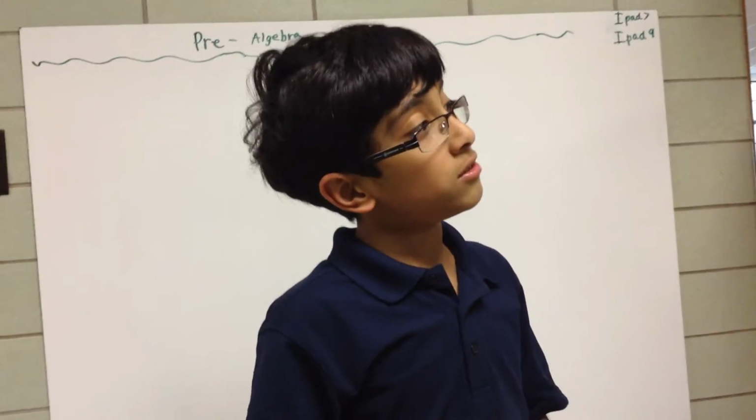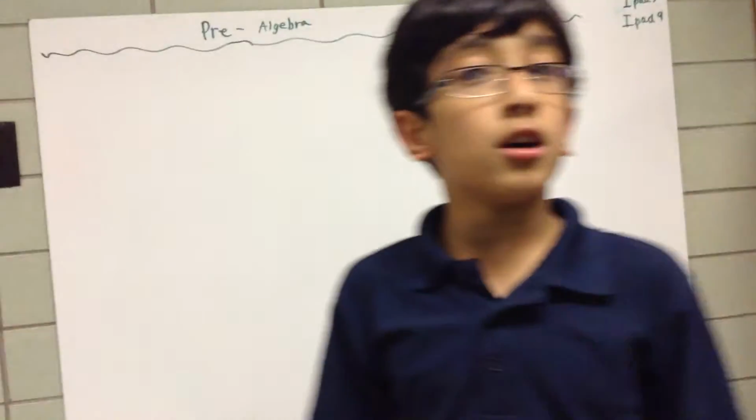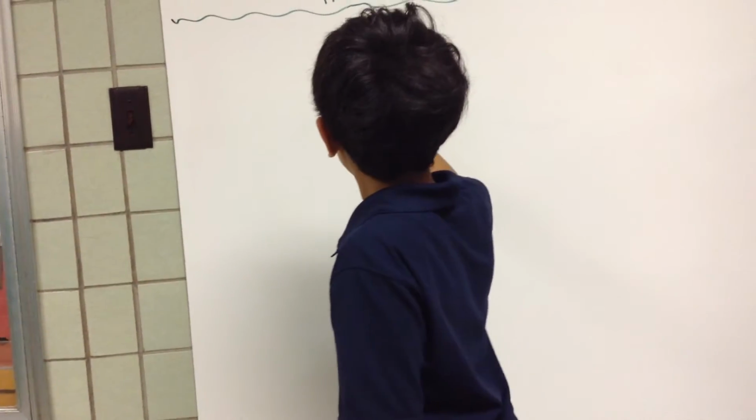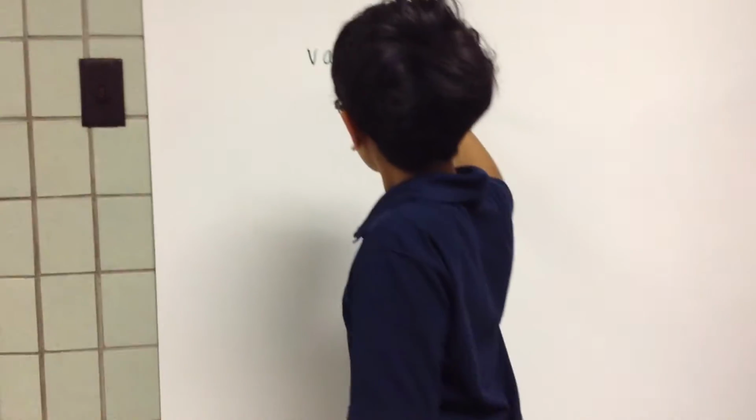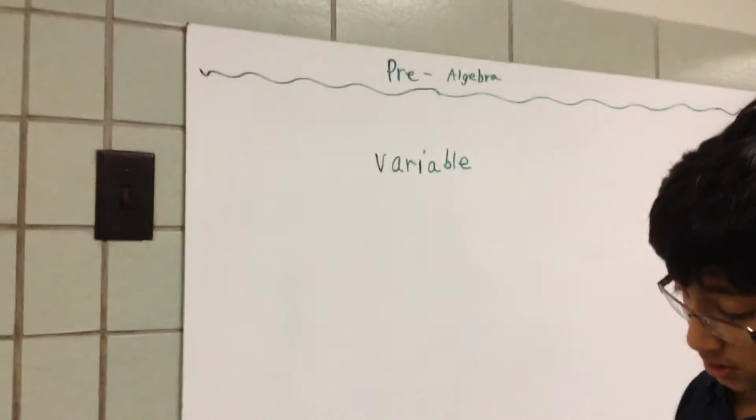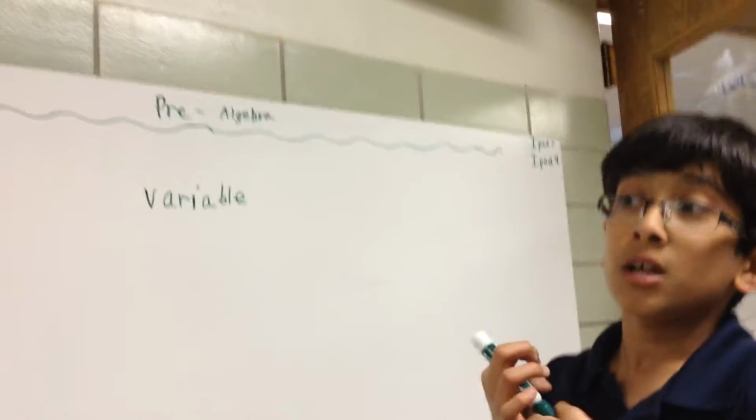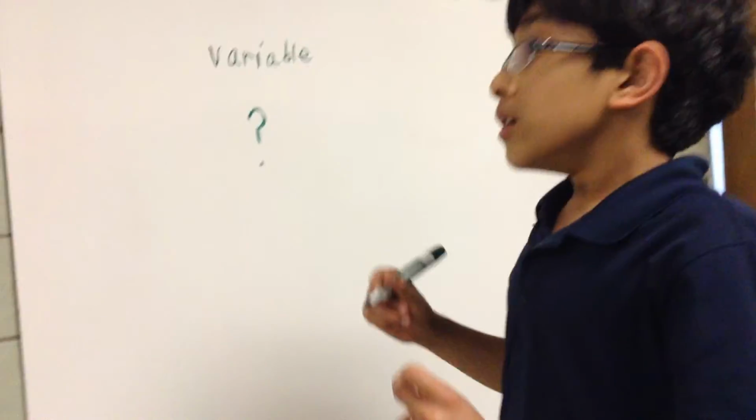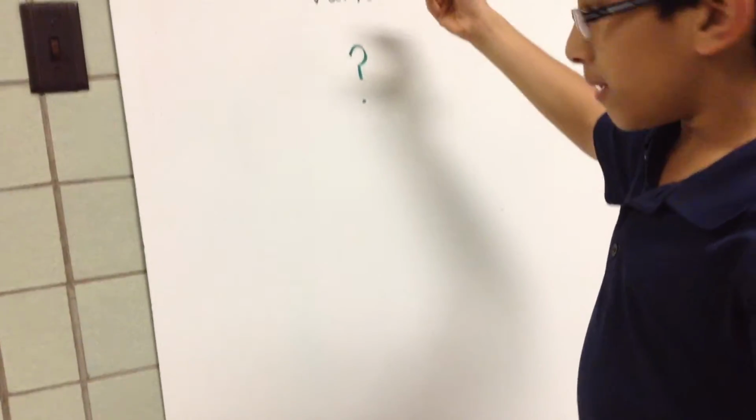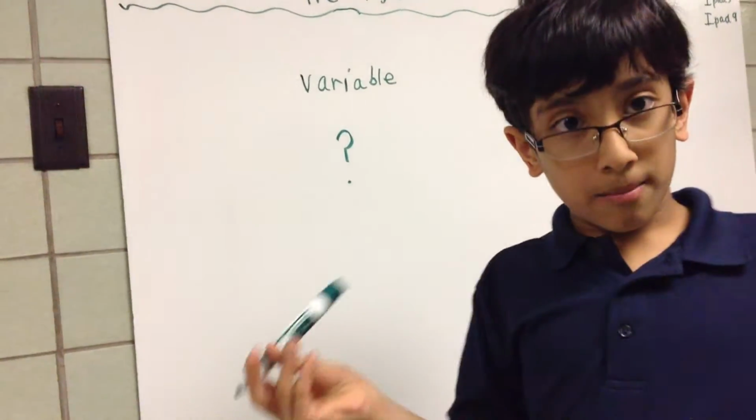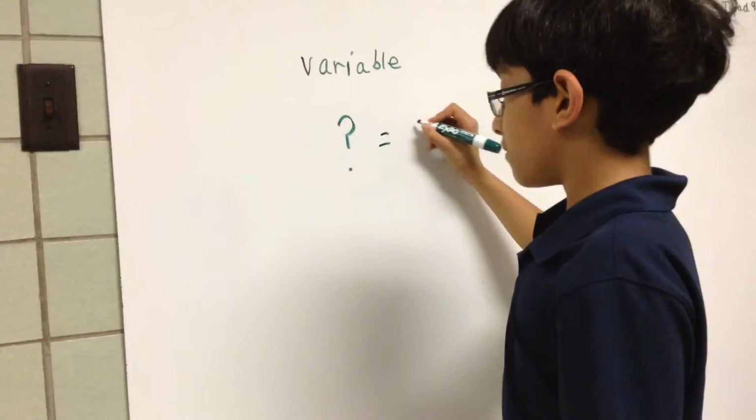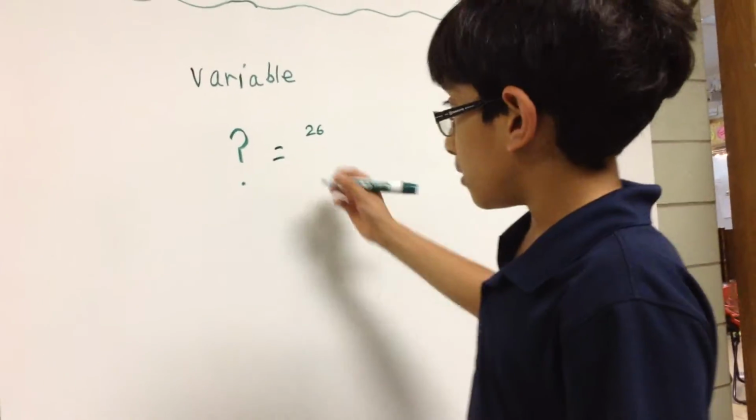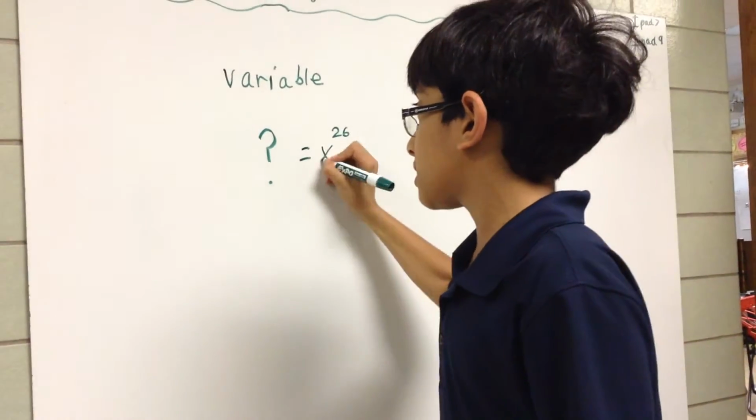So the first thing you need to know is this vocab. Write this down in your notebook. The first thing you need to know is a variable. Variables are numbers, but they're unknown, so you don't know what the number actually is. Let me put a variable in place of the unknown number. It could be any letter of the 26 letters of the alphabet, or the most popular one is X.